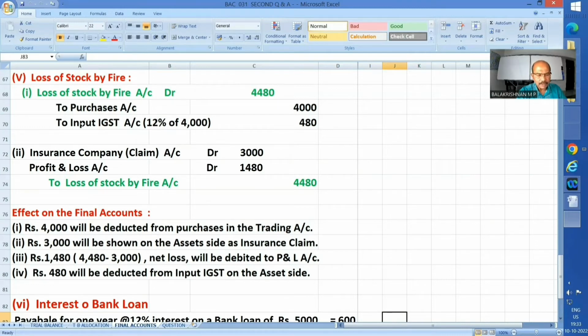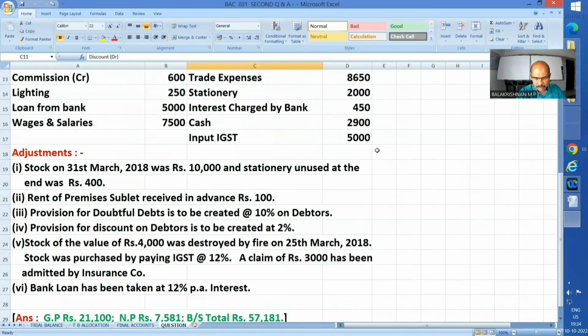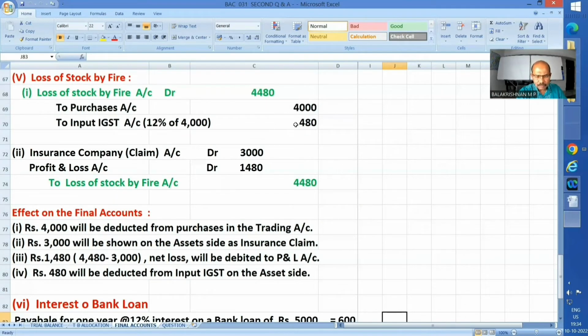so that I get the proper cost of the goods sold. And why input IGST is to be credited, I have given you sufficient explanation just now. Okay, 4,000 is the cost. On that, 12% IGST is involved, so I have credited. 12% of 4,000 is 480. Because my input IGST is otherwise available as an asset. You will see in the question itself. Yes, input IGST overall 5,000 rupees is there, right? But out of that, 480 you have to reduce now.